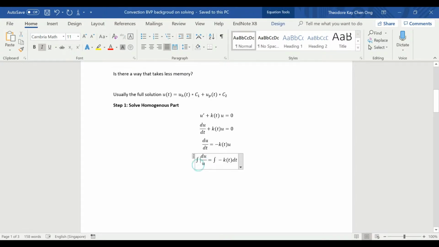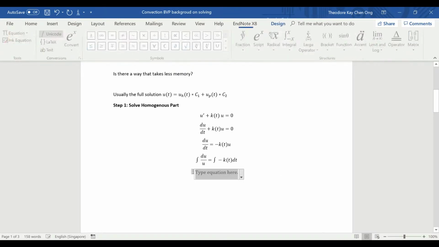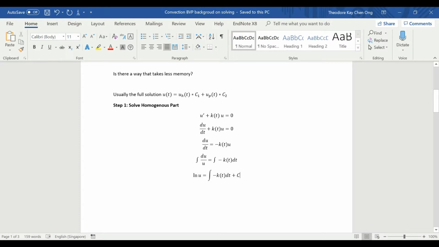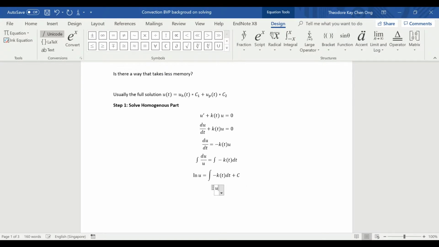Then if we integrate the left hand side, we'll get ln of the absolute value of u, and that will be equal to the integral of minus k(t) dt plus some constant c. Okay, and if we take the exponent of both sides, so u, at least the homogeneous part, because we're just solving the homogeneous part of the equation, will be equal to the exponent of whatever this is over here.